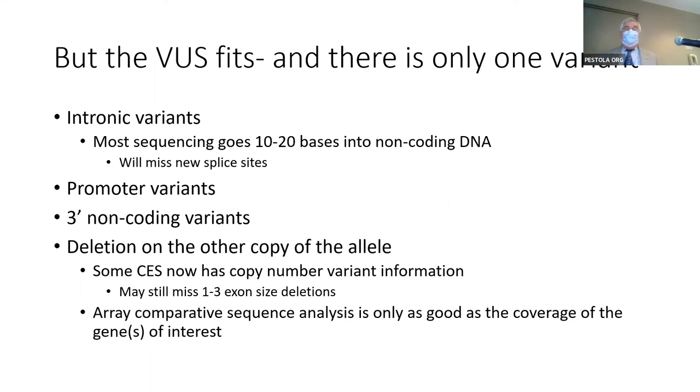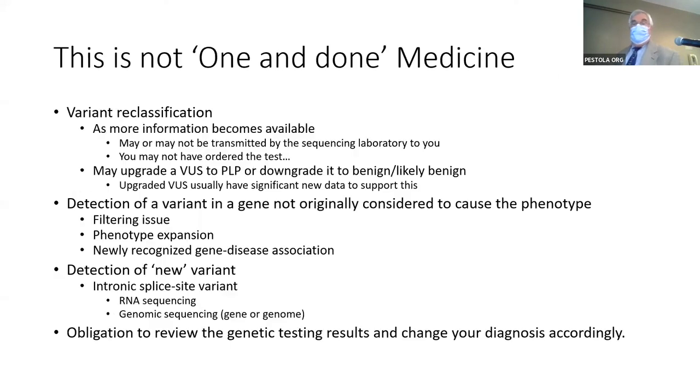You got it solved, but what if you only have one? One of the possibilities is that you've got an intronic variant. Why? We only sequence 10 to 20 bases into that non-coding region. You could have a promoter variant. Good example in galactosemia. The Duarte variant of galactosemia is a promoter variant, not the polymorphism at position N314. You can have a 3' variant, or you can have a deletion. All those exist. This is not one and done medicine.